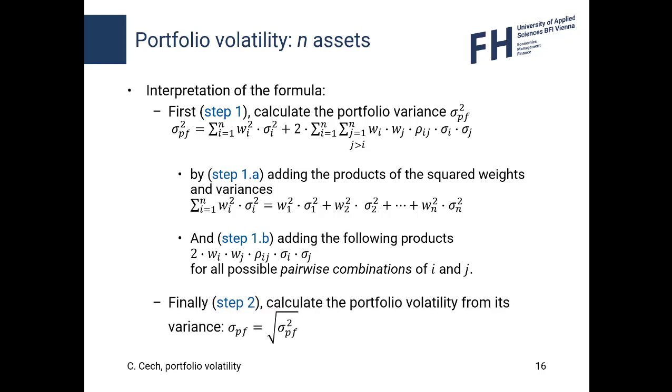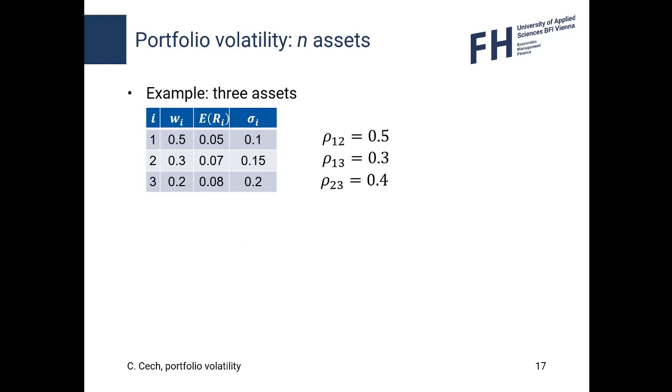And then finally, step 2 is easy. We have calculated the portfolio variance, and then we take the square root of the variance to calculate the portfolio volatility. Let's try to apply this algorithm on a specific example.